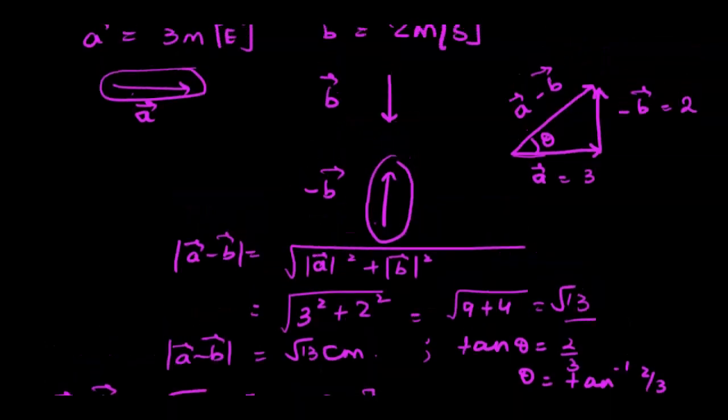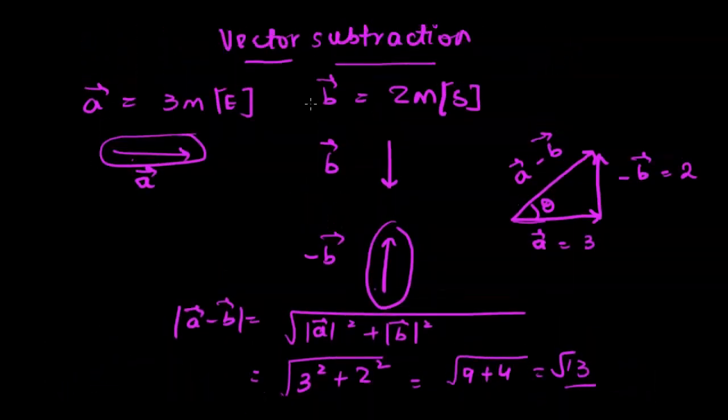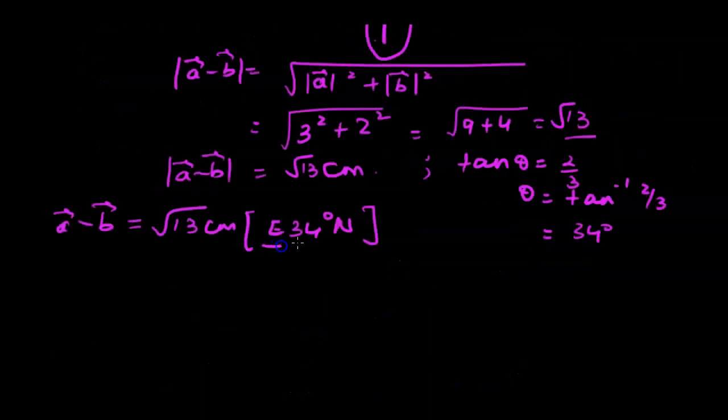So the only thing that differs is that your magnitude stays the same, but one of the vectors, B, was in the south direction, whereas your resultant comes in the east and north direction.